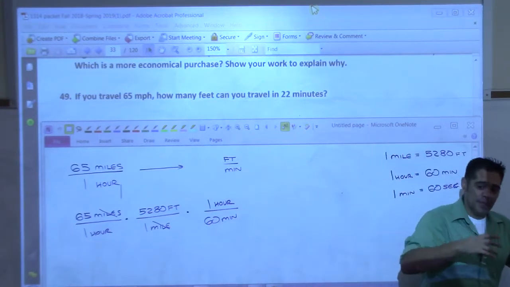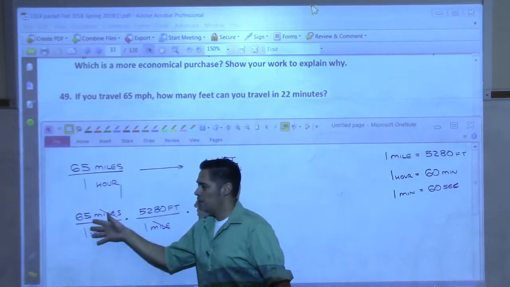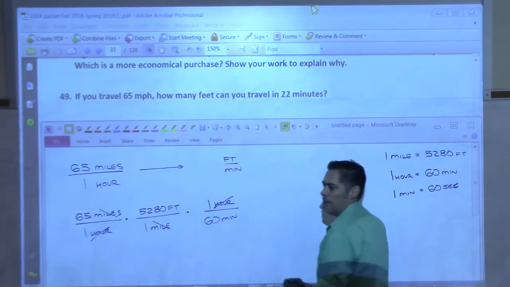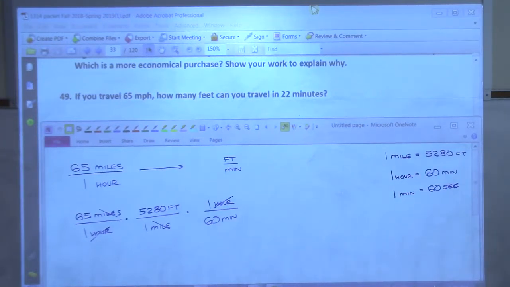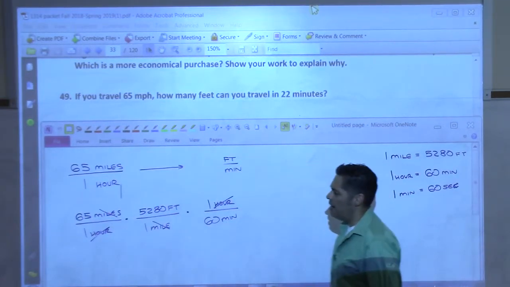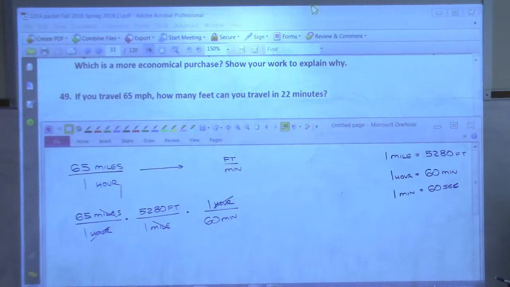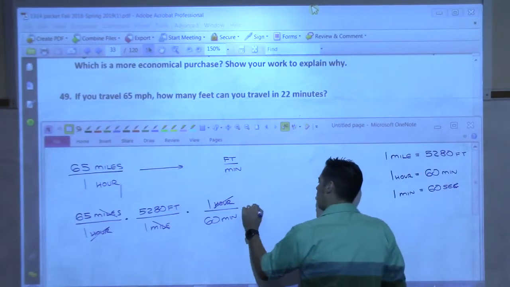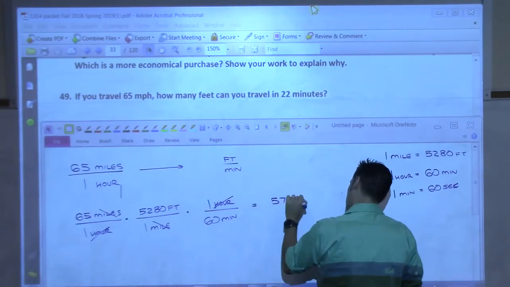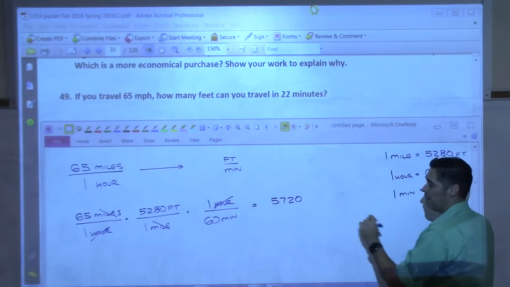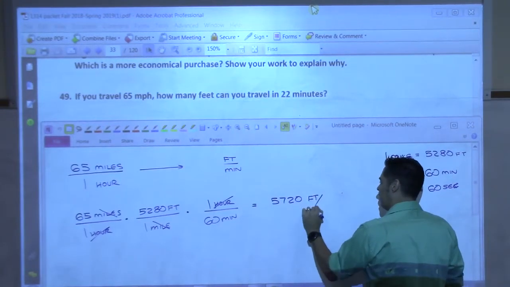So what goes on top and bottom is completely dictated by where you start. If you're trying to get rid of hours, the hour has to be on top. And that's it, right? We will be at feet per minute at this point. So let's go ahead and just multiply across. We're going to do 65 times 5,280, and then we will take that number and divide by what? 60. And we will get 5,720 what? Feet per minute, like that.